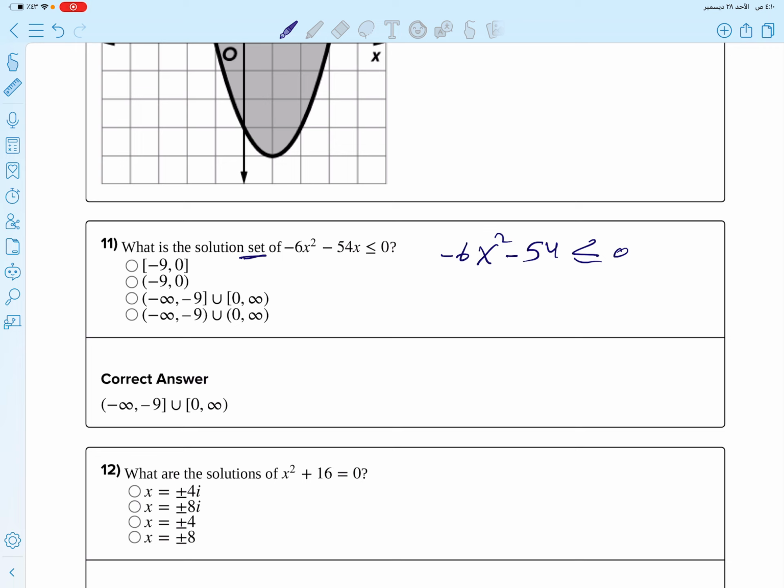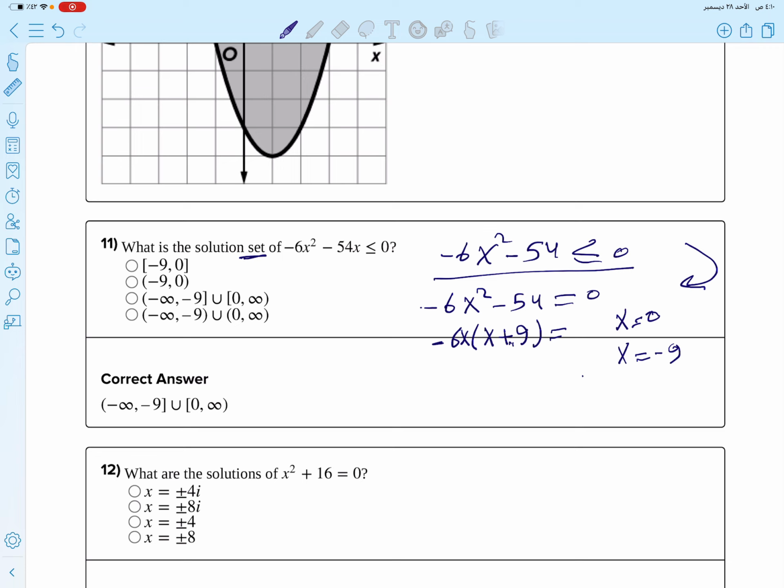Look, we need to solve this equation. So the first step always: negative 6x squared minus 54x equals 0. I need to common factor 6x here. Negative 6x times (x plus 9). So we have x equals 0 and x equals negative 9.